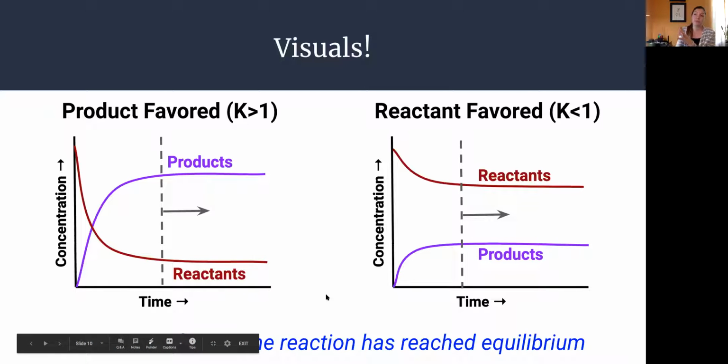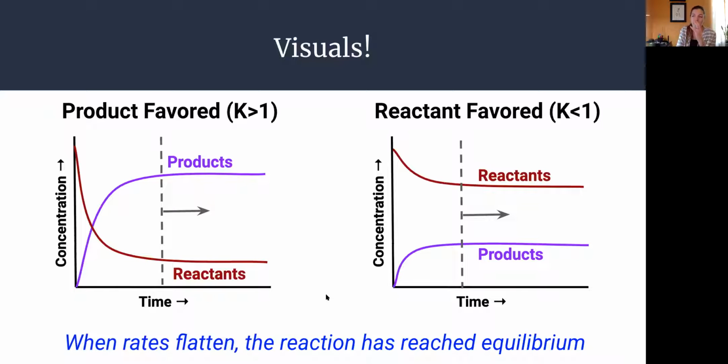So you don't have these graphs in your notes. I just thought they were really helpful to try to understand what's happening. We start with all reactants, but instead of ending with all products, like a standard chemical reaction, in a reversible reaction, we end wherever we are forming at the same rate, wherever this line flattens out here.